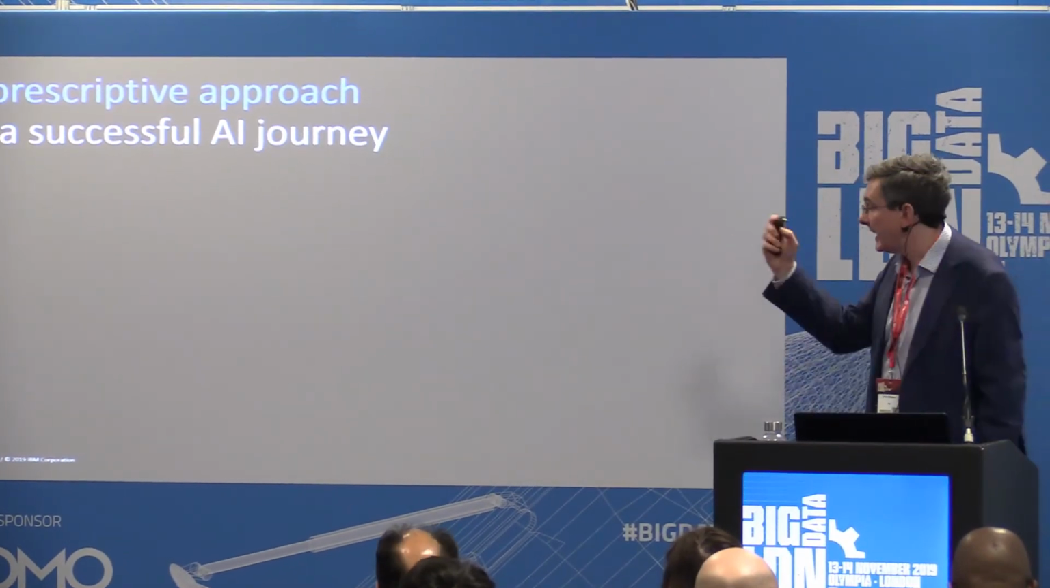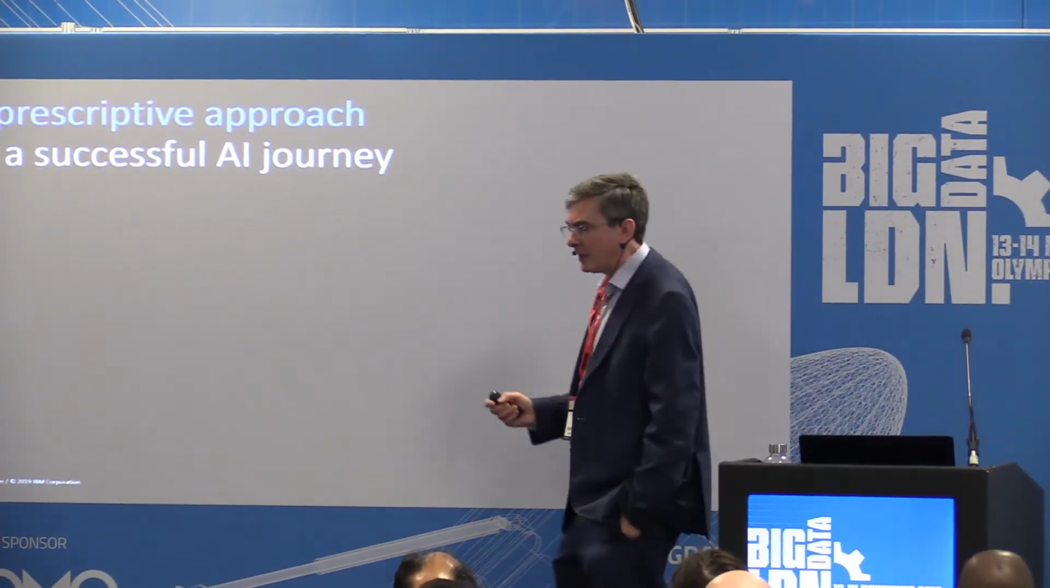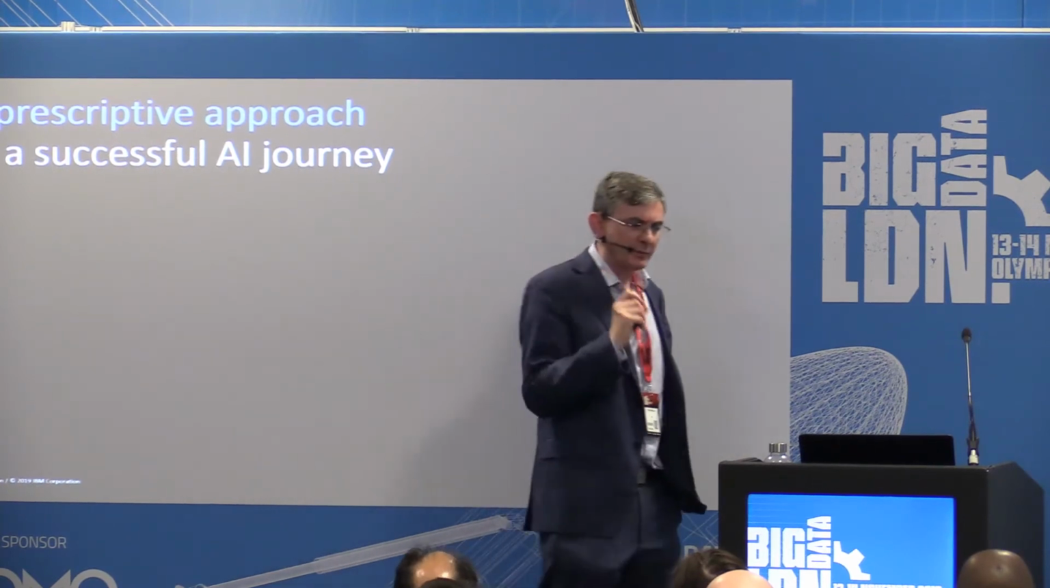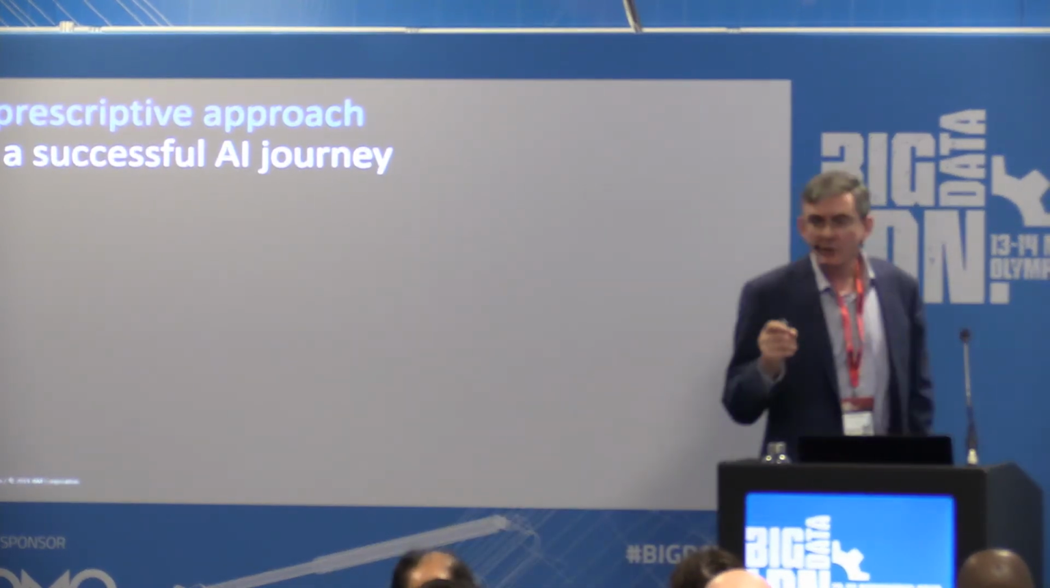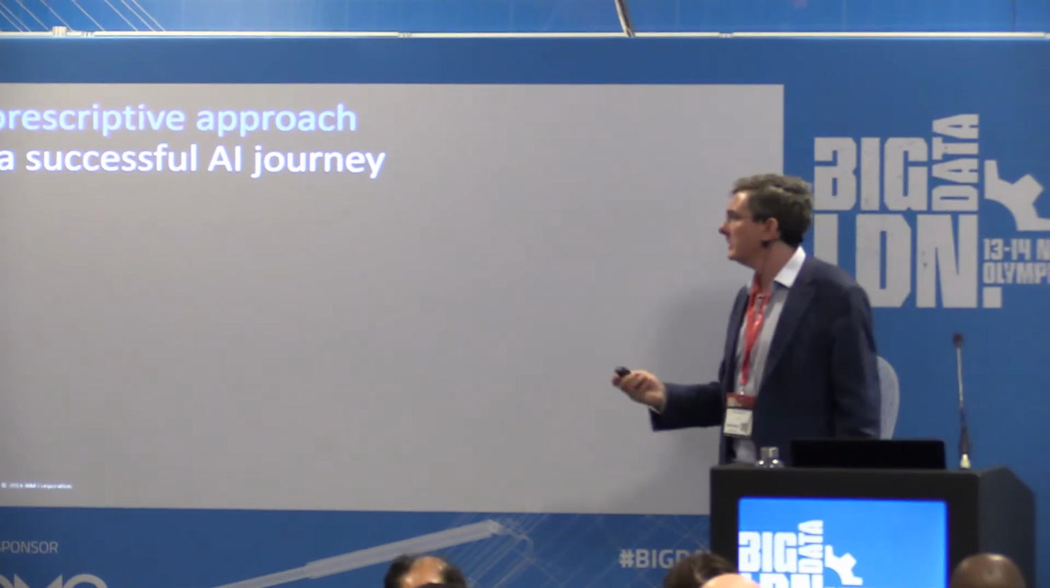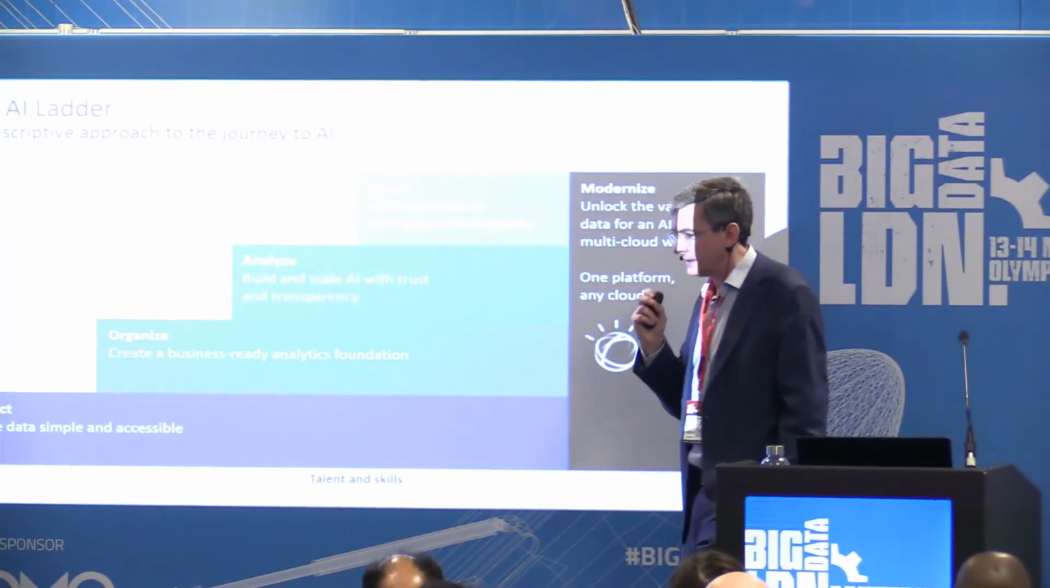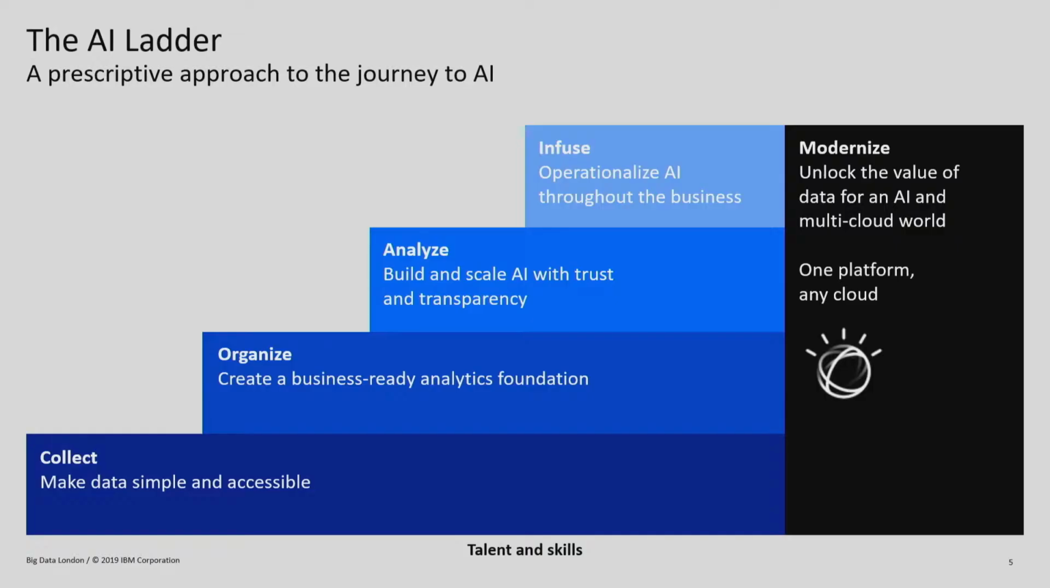As it says here, in IBM we have quite a prescriptive approach to this, a way that we talk about the way that you should do AI, and we call it the AI ladder. In some ways, the AI ladder looks very similar to things that you might have seen before. In some ways, it looks very similar to pictures that I might have drawn 10 or 15 years ago, but there are some important differences.